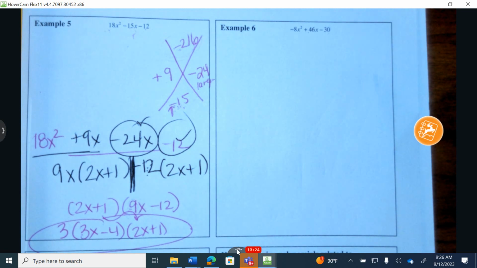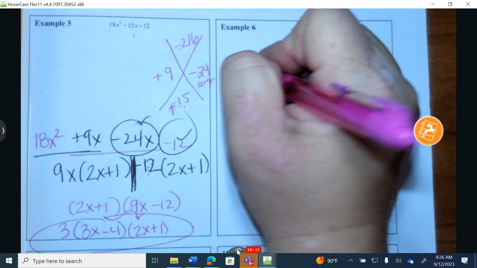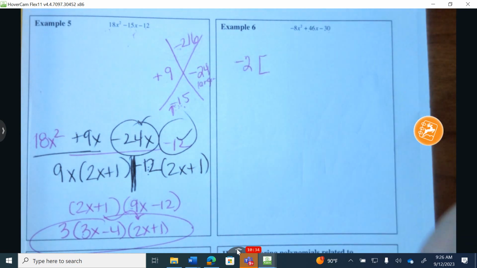Can anybody help them out? What type of number are they? Even. And what can you guys always divide out of even numbers? 2. So if there's a negative out front, let's divide it out to make our lives easier. Let's divide a negative 2 out.